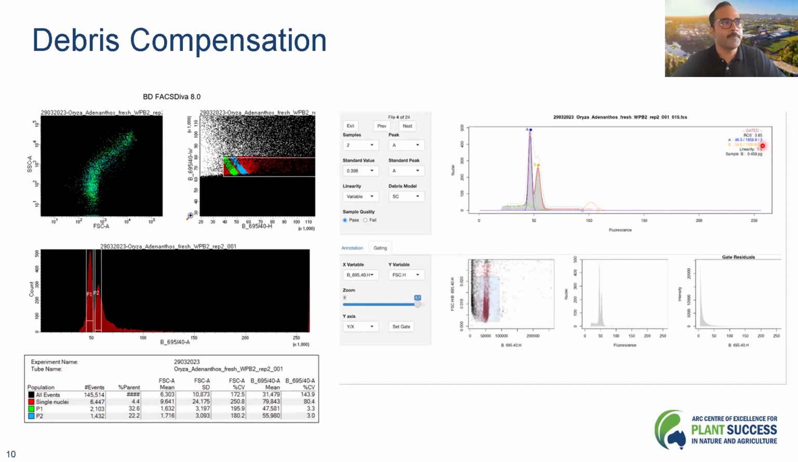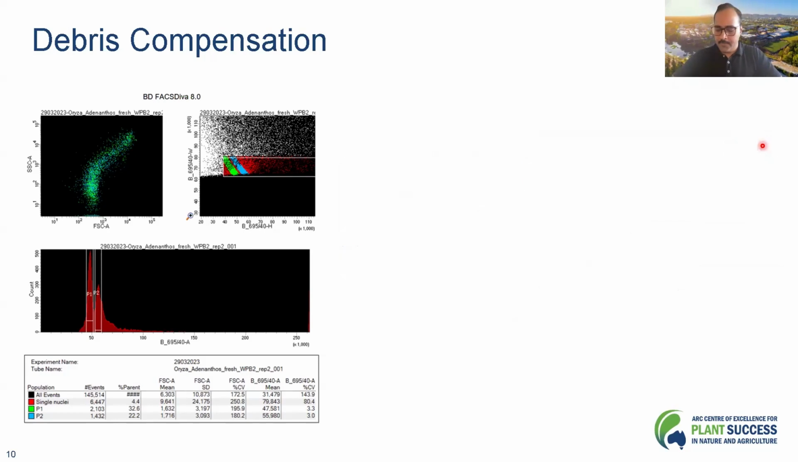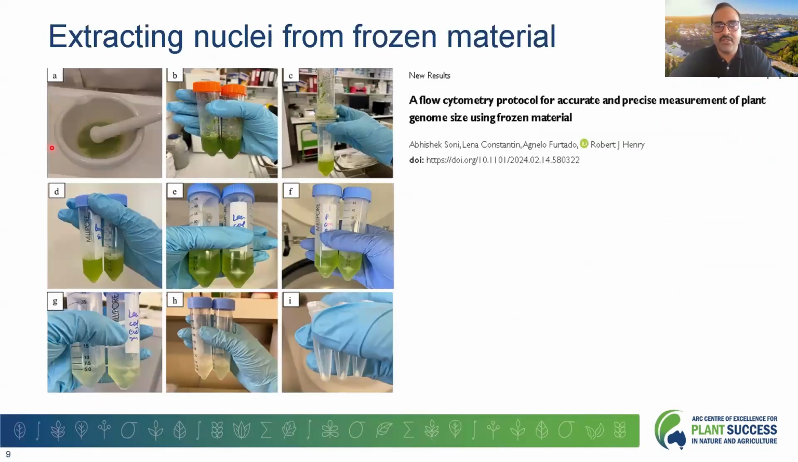However, in this case, we process all these replicates in one process. So I have taken nearly 2 grams of leaf material, and then we can make 5 replicates in one go. So using this method, we can increase the precision of the genome size estimation. However, we found this was not a significant difference, but it still increased the precision.